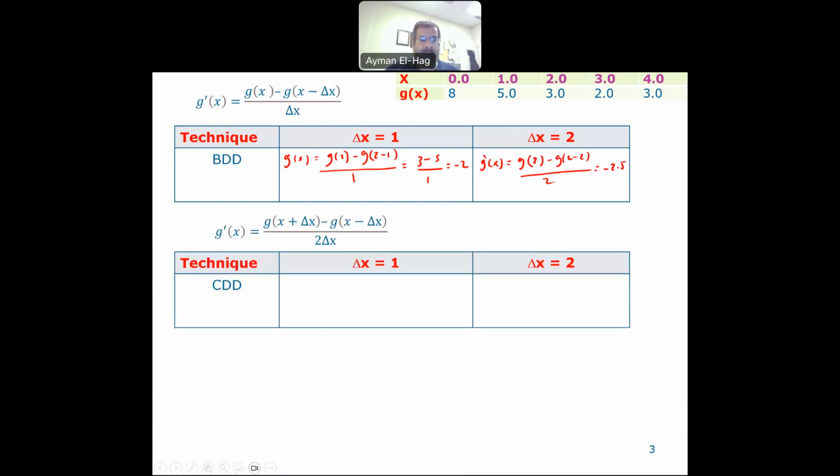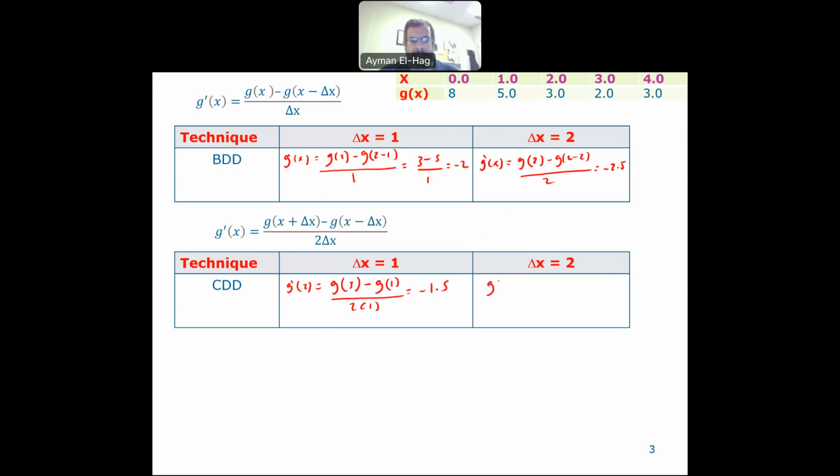Moving forward, this is the CDD, which is basically the average between FDD and BDD. So this is the formula. Your g prime of x, where x is 2 here, is equal to g of 2 plus 1, which is 3, minus g of 2 minus 1, which is 1, divided by 2 times 1. And when you substitute, you will find this is equal to minus 1.5 for delta x equal to 1.